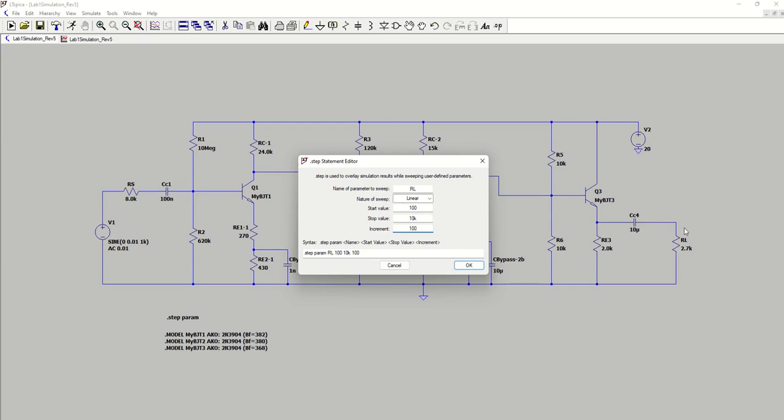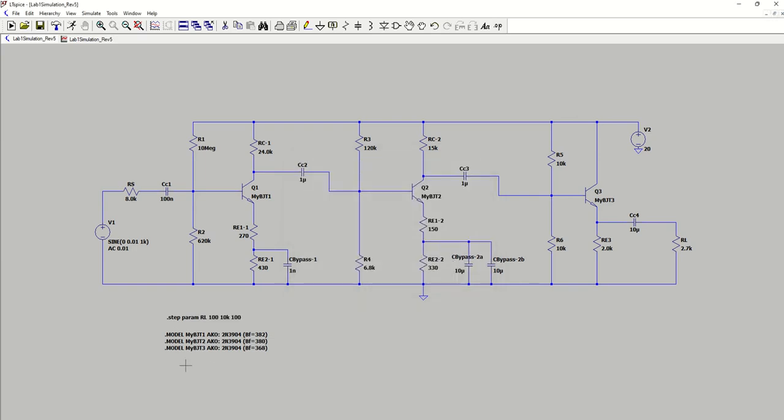So what this is going to do is start by having 100 ohms here. On the graph, we're going to see the output voltage with that respective load. And then the next sample is going to be 200, right? Because we have 100 as a starting value, and it increments by 100. So the next load value will be 200 ohms, and we'll see what the output voltage is for 200 ohms. And it'll do that until we get to 10 kilo ohms. Okay, so we'll press OK.